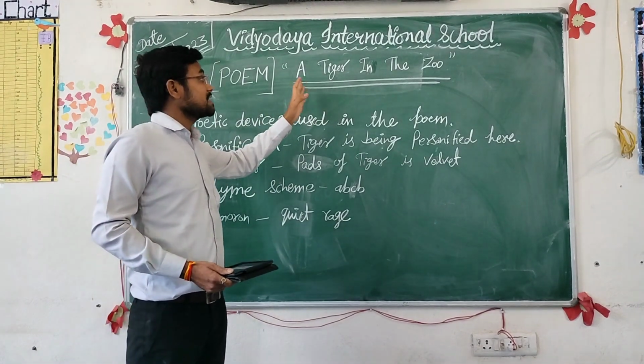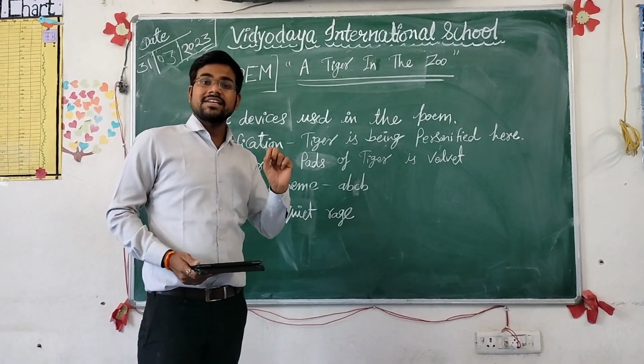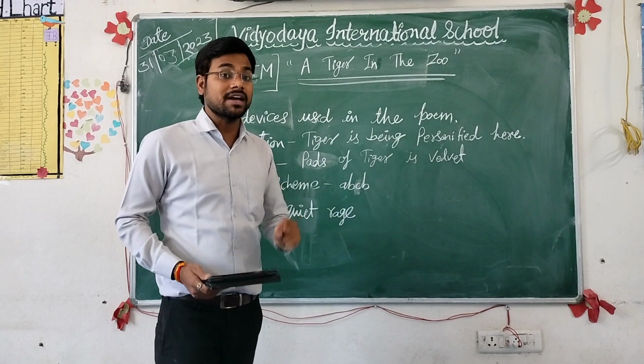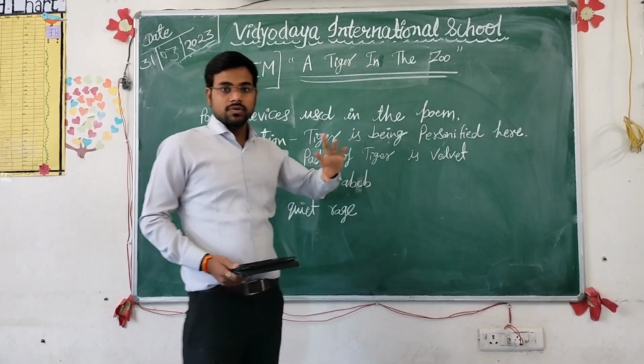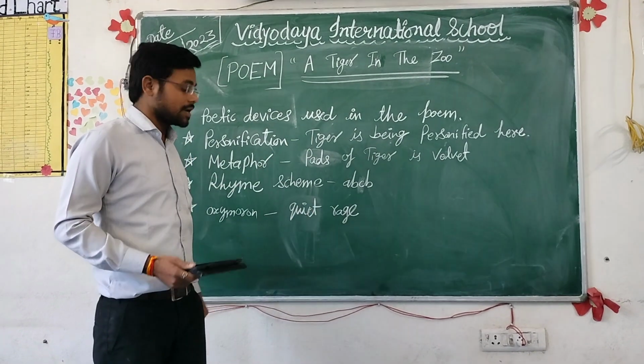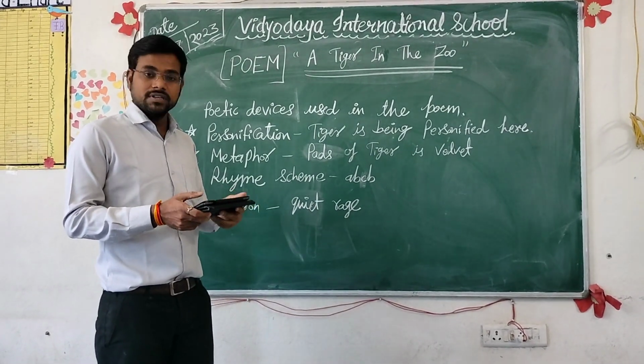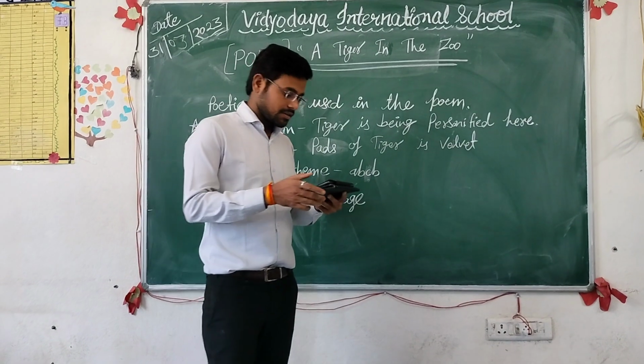The poem is written by Leslie Norris, a short story writer. This is one of the extracts, A Tiger in the Zoo. Let's start the poem without wasting time. I am holding the tab for the reference of the book only.